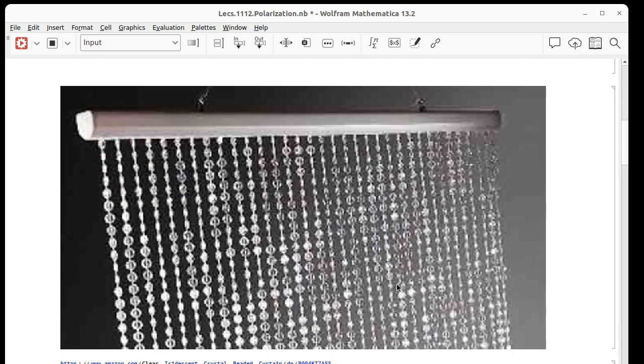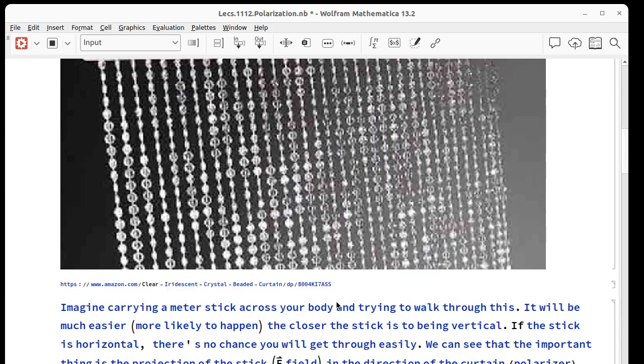So the important thing is really the projection of the stick in the direction of the polarizer here. We already know how to find the projection of a vector in some direction, and it's just the cosine of the angle between the vector and whatever direction we care about. We know that the intensity of light depends on the square of the E field, so if we put these two ideas together, we get what's called Malus's law, which says that the intensity of light coming out of a polarizer is equal to the intensity that went in times cosine squared of the angle between the initial polarization and the direction of the polarizer.